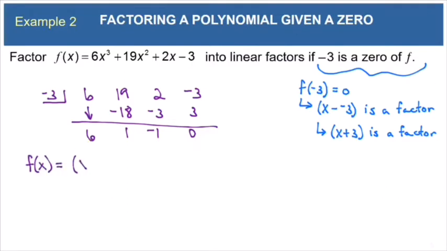So now we have split f of x into two factors. We knew that x plus 3 was a factor. The other factor comes from the quotient. So 6x squared plus x minus 1. And now notice that the instructions said factor into linear factors. So there's more factoring that we have to do, but now we've whittled that function down to a quadratic expression, and we can do the factoring on our own from here.